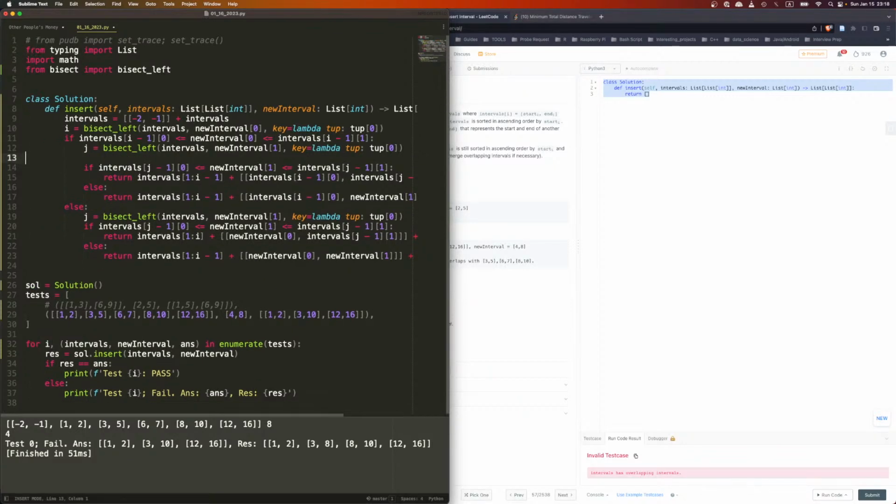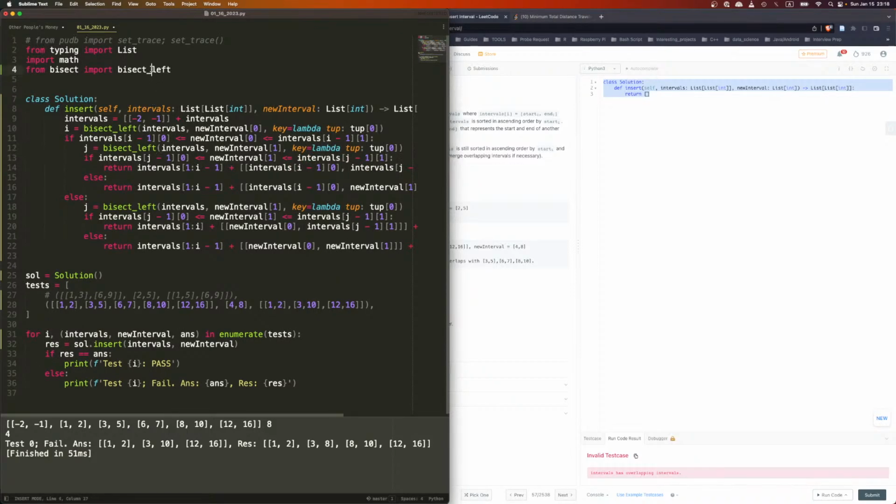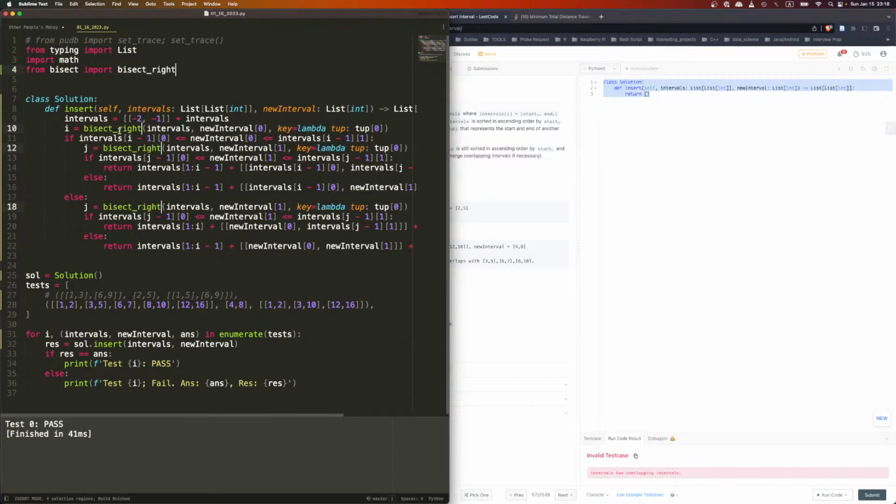You know what went wrong? I have no clue why I said bisect left. Supposed to be bisect right. I was thinking about bisect right. There we go.